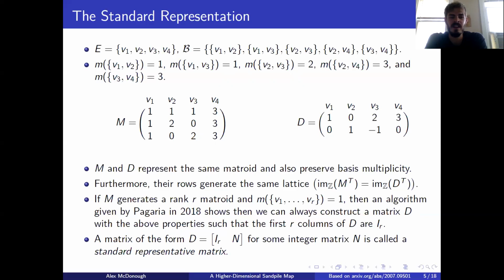matrix, you could also start with any matrix that has a multiplicity 1 basis and then convert it to a standard representative matrix. If your multiplicity 1 basis isn't the first R columns, you can just rearrange them and do it anyway. So this is going to work as long as we have a multiplicity 1 basis. And if we don't, stuff gets weird. I'm not going to talk about it in this talk.